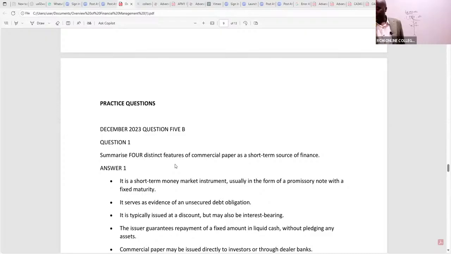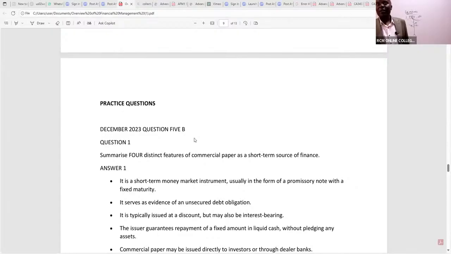Ladies and gentlemen, look at this December 2023. Many students were not able to answer this question. December 2023, question number 5B: Summarize 4 distinct features of commercial paper as a short-term source of finance. Remember commercial paper, I told you up there, bonds are long-term, and commercial papers we use to raise funds for the shortest possible time. So it's a contract to raise funds in the short term. That's a commercial paper.